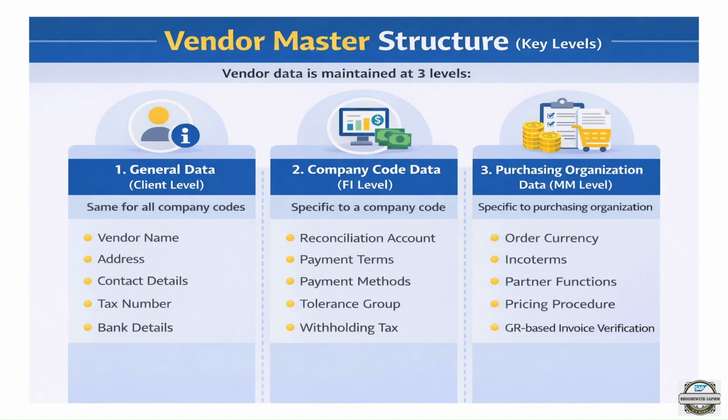Second, company code data, which is FI level and specific to company code. It includes reconciliation account, payment terms, payment methods, tolerance group, and withholding tax. Third, purchasing organization data, which is MM level and specific to purchasing organization. It includes order currency, partner functions, pricing procedure, and GR-based invoice verification.